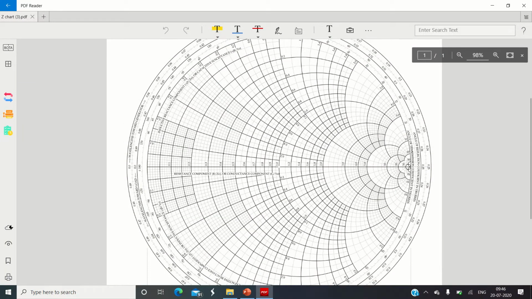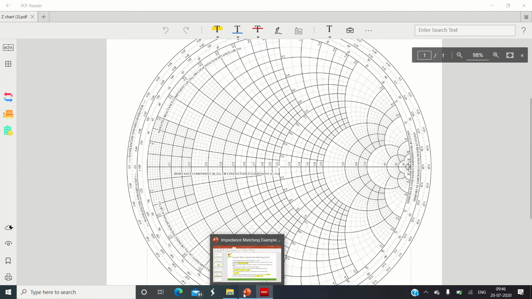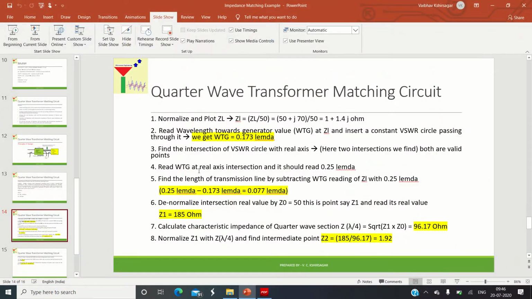First of all, we will follow the steps given in the slideshow. I will open this slide. What is the first step in the solution? First we normalize. Whenever we want to enter the given complex load impedance, we need to normalize and plot. So the first step is to normalize and plot the given load impedance. That is 50 plus j70 divided by 50. What value will we get? 1 plus 1.4j, real value and imaginary value.